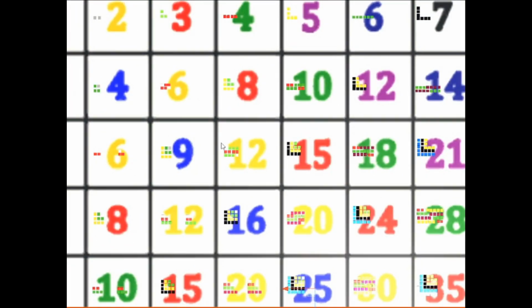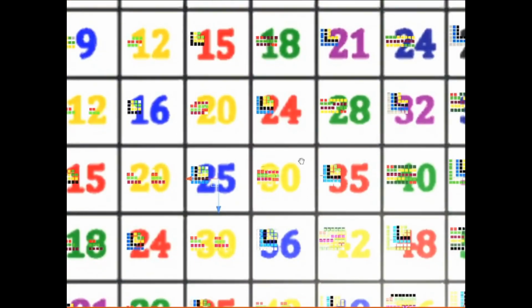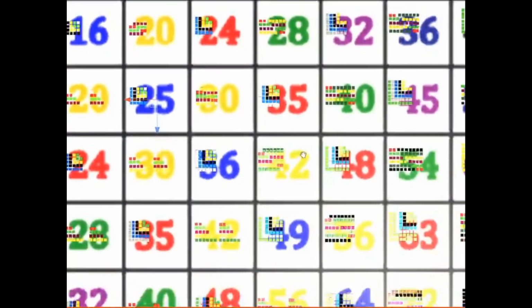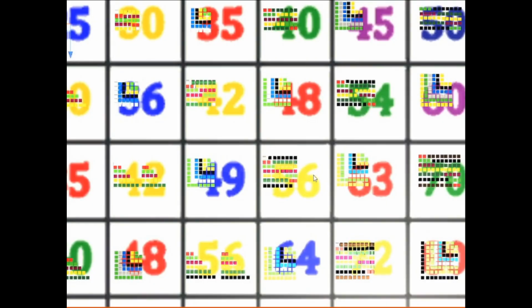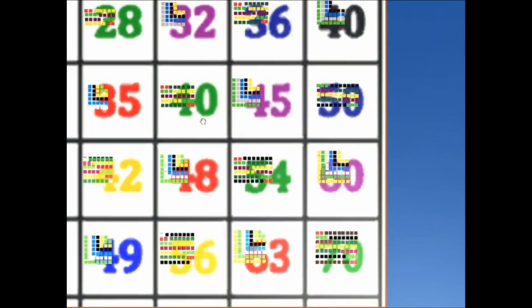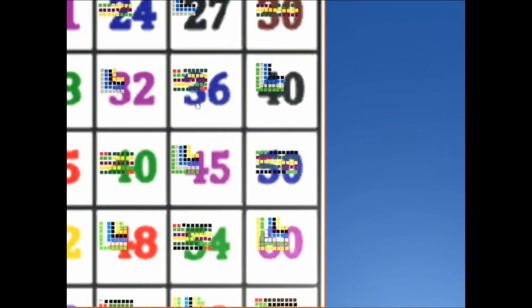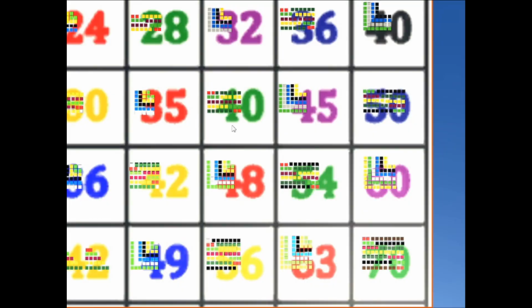So 6 is nearly square, 30 is a nearly square rectangle. All these numbers are nearly square rectangles. These nearly square rectangles, if you go up diagonally this way, become less and less square and more elongated.